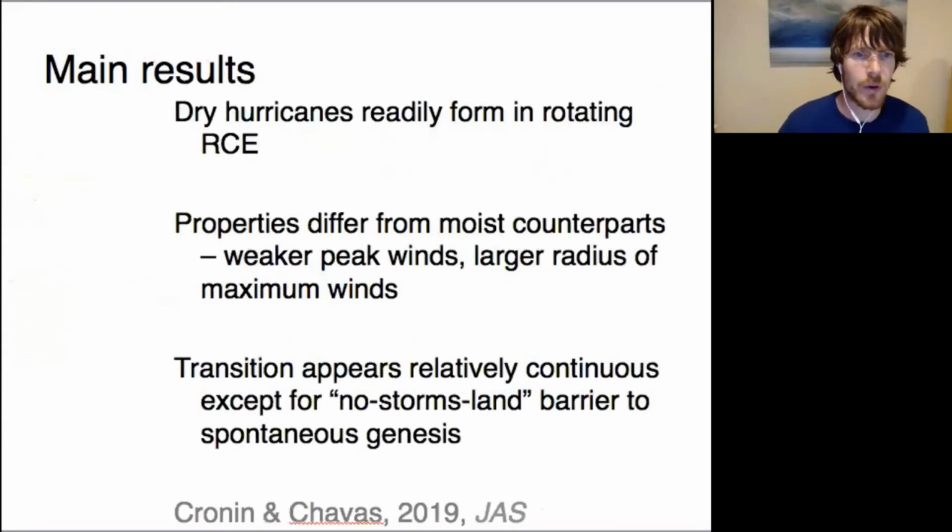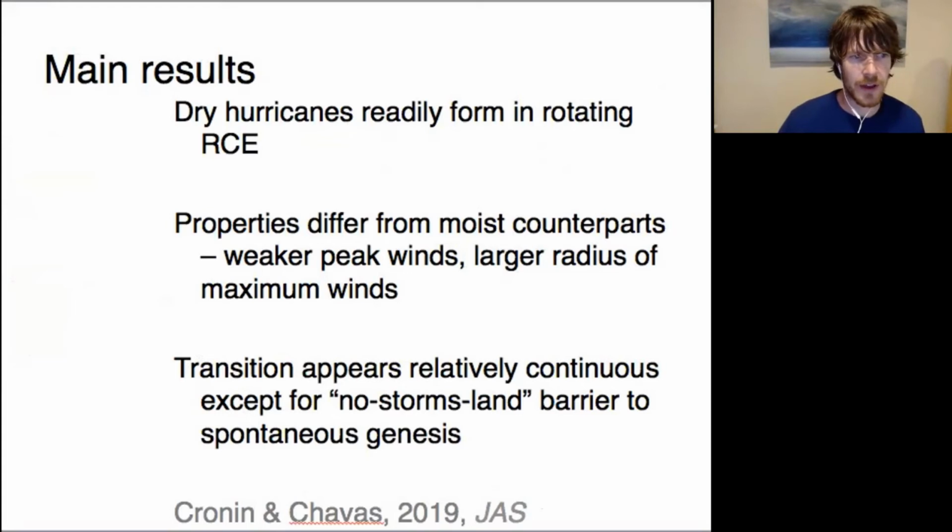Again, main results of this: dry hurricanes readily form in rotating RCE. Their properties differ from their moist counterparts. They have weaker peak winds, larger radii of maximum winds relative to their outer size. And the transition appears to be relatively continuous, except for this no storms land barrier to spontaneous genesis.